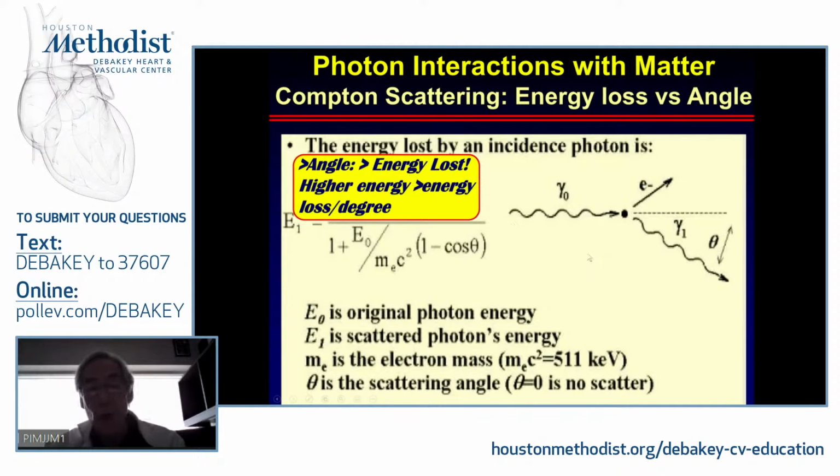And we also know that the higher the energy of the radiotracer, such as technetium, which is 140 keV versus thallium, which is 72, the greater the energy loss per degree of angulation.